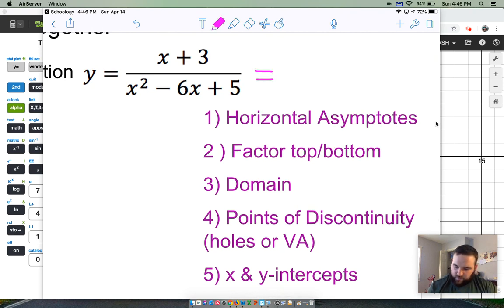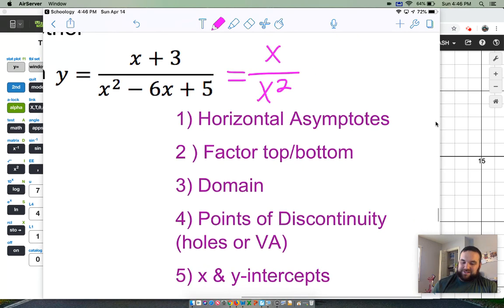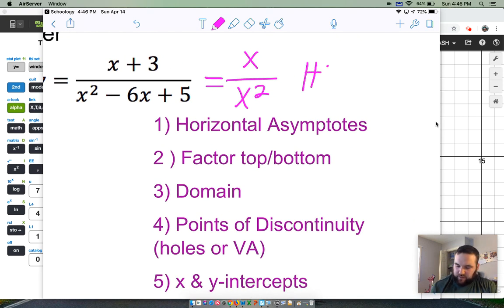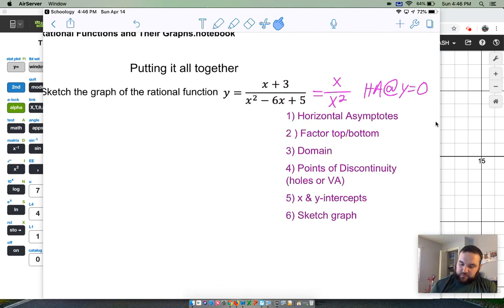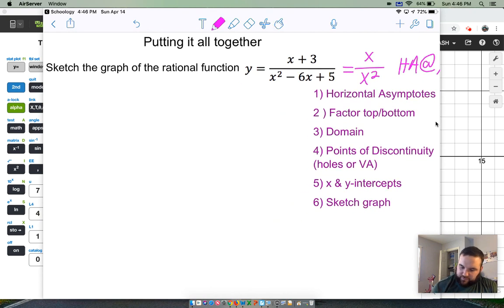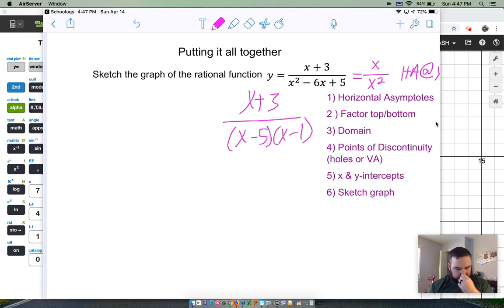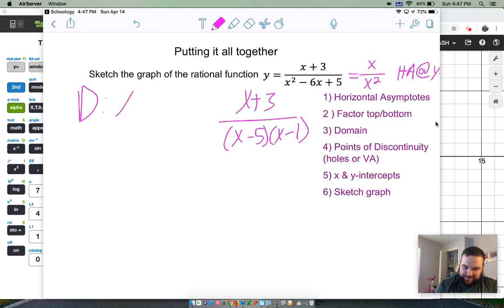So if I start with horizontal asymptotes, I've got x over x squared. I see that the larger power is on the bottom, which means that I'm going to have a horizontal asymptote at y equals 0. Next step is I'm going to factor this thing. So the top doesn't factor because it's just x plus 3. For the bottom, I need factors of 5 that add to -6. So it's going to be x minus 5 and x minus 1. My domain here then is going to be x cannot be 5 or 1. Okay.